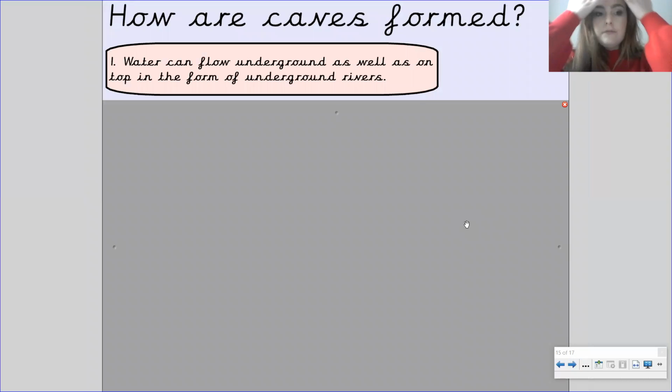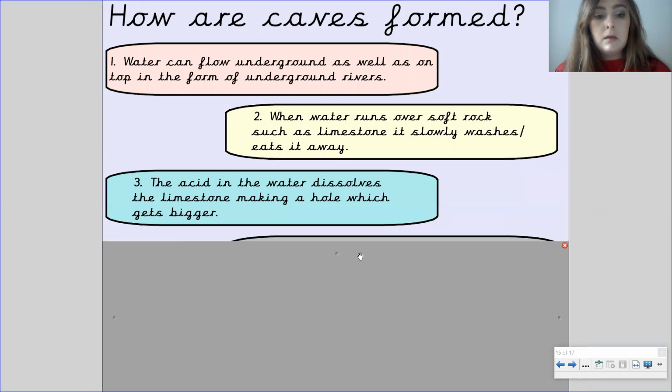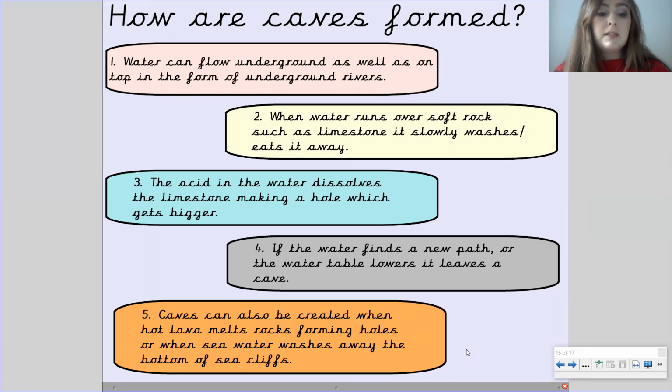So how are caves formed? So the first thing that happens is that water can flow underground as well as on top in the form of underground rivers. Then when water runs over soft rock, such as limestone, it slowly washes it and eats away at it. Then the acid in the water dissolves the limestone, making a hole which gets bigger and bigger. After that, if the water finds a new path or the water table lowers, it leaves a cave. And caves can also be created when hot lava melts rocks, forming holes, or when the sea water washes away bottoms of the sea cliffs.